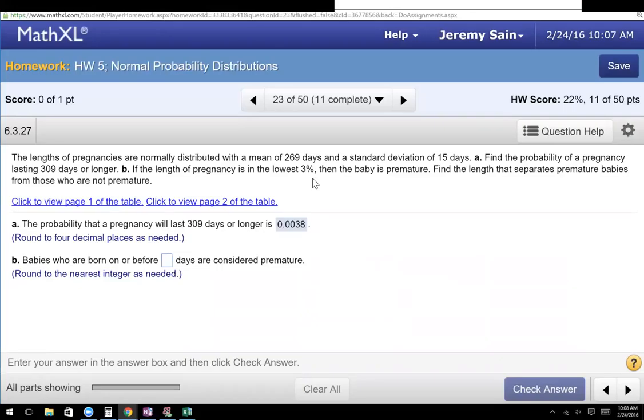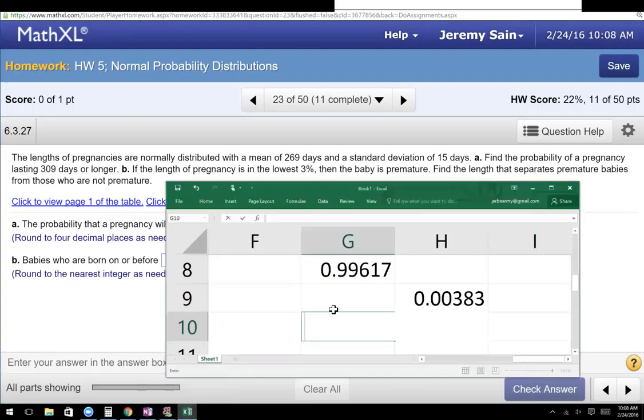Yeah, it's to the left because it says the length of the pregnancy is in the lowest 3%. So you're talking about the bottom. I mean, so it's 3% and down, right? So they gave us the one we actually need to use. So we're just going to put in norm inverse 3%. So norm inverse.